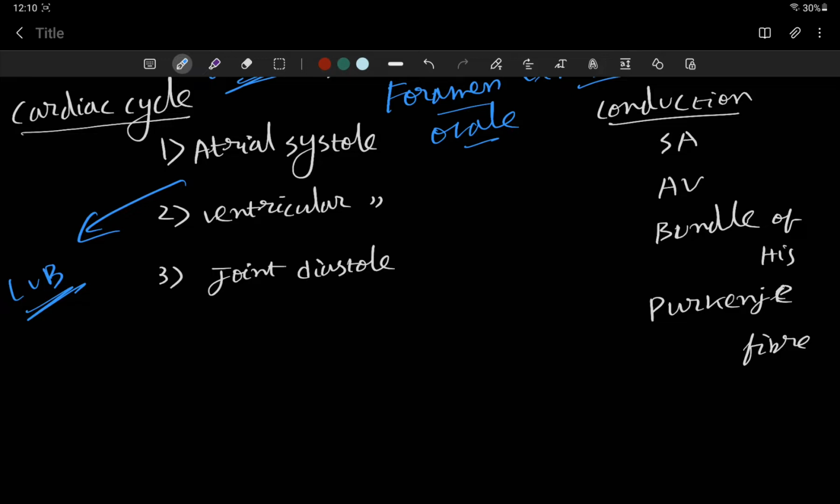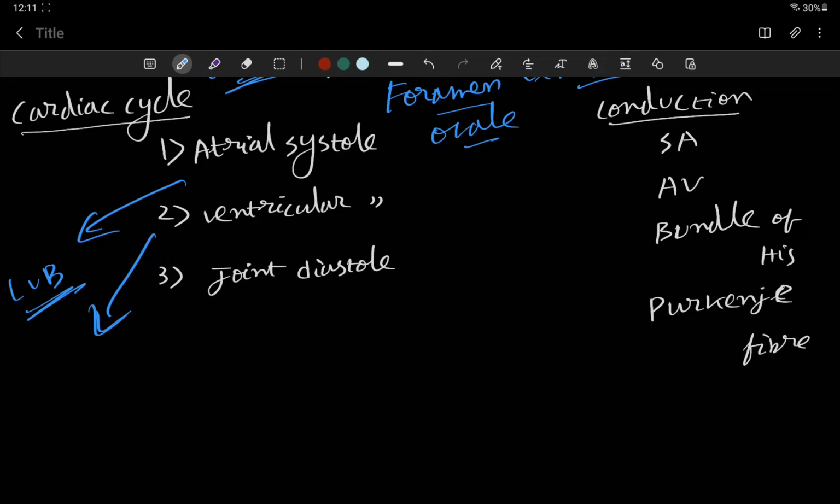Now this process will lead to the opening of the semilunar valves. At this time the valves, that is the pulmonary and aortic valve, will open. The blood from the ventricles will now go to the lung in one set and throughout the body in another set. This will result in ventricular systole. So at first atrial systole, after atrial systole the AV valves will close and the blood from ventricles will go throughout the body and will result in ventricular systole.